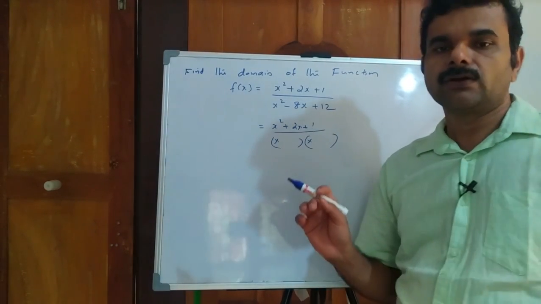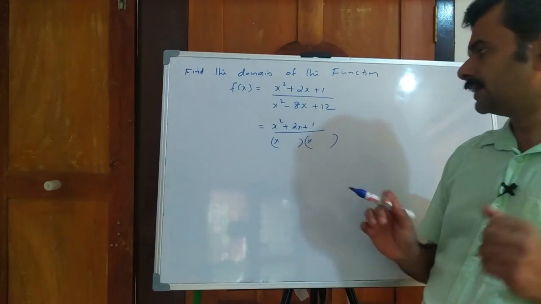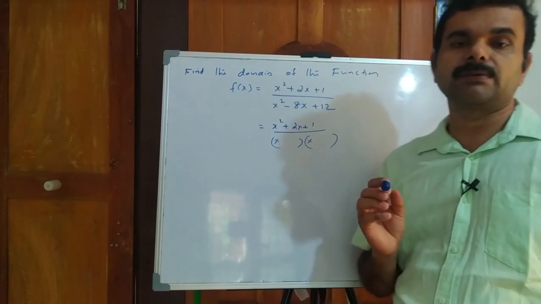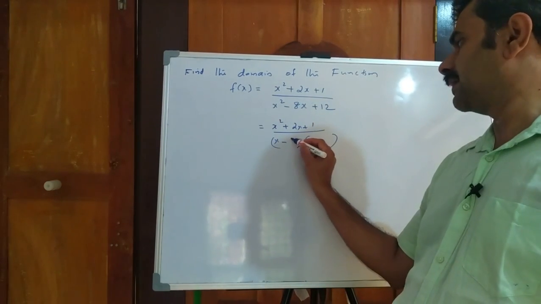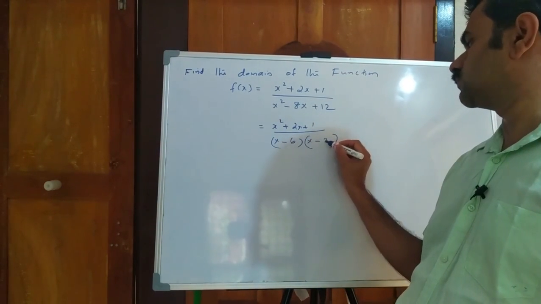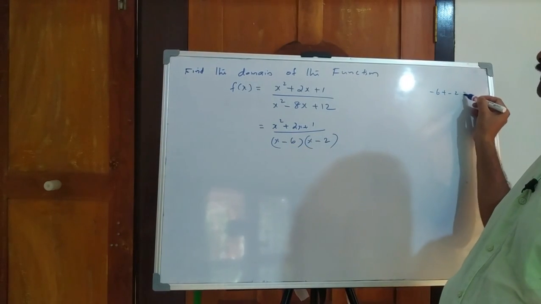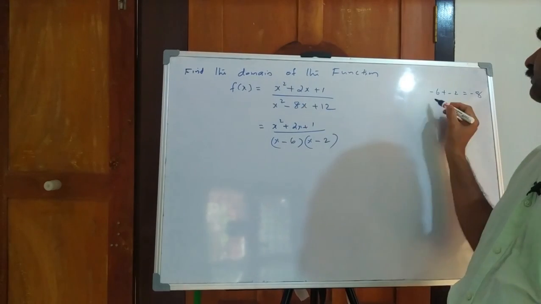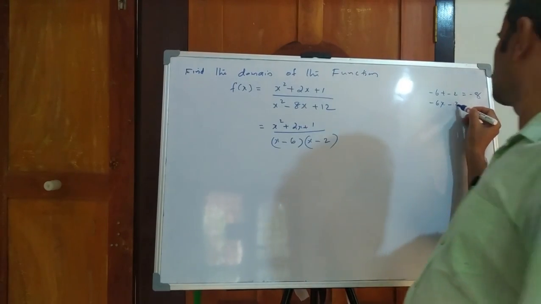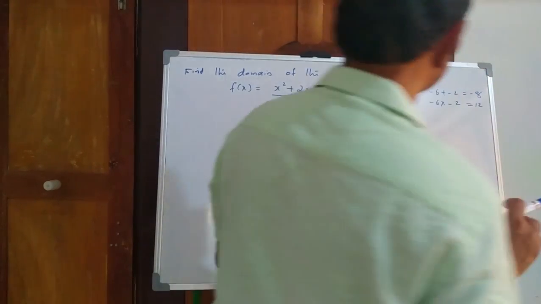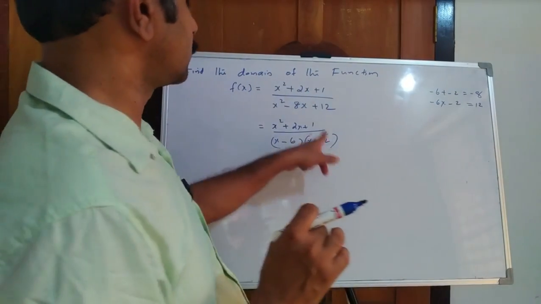Then you have to think of two numbers whose sum is minus 8 and product is 12. Which are the numbers? Yes, minus 6 and minus 2. Minus 6 plus minus 2 is minus 8. Minus 6 into minus 2 is equal to plus 12, since two negatives make a positive. Right.